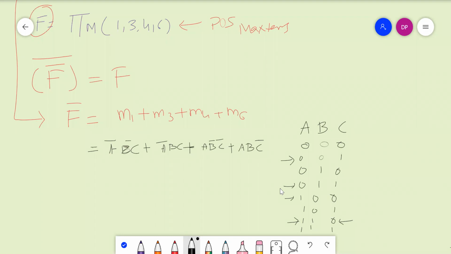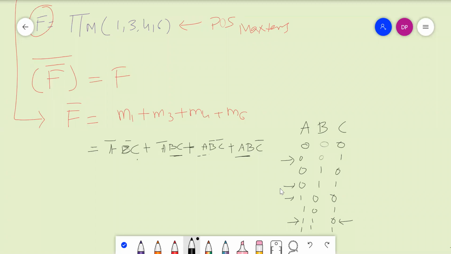So this is 3. 1 means C. You can see the last one is without complement. 3 means the last two. 4 means this, 6 means these two. Binary example, I mean weightage, you can see.